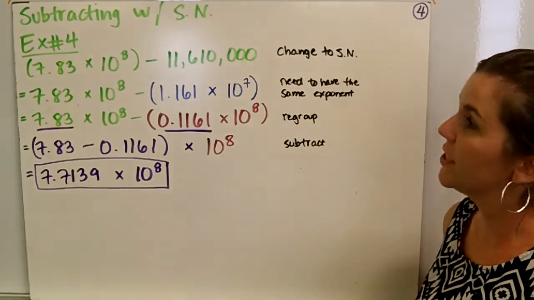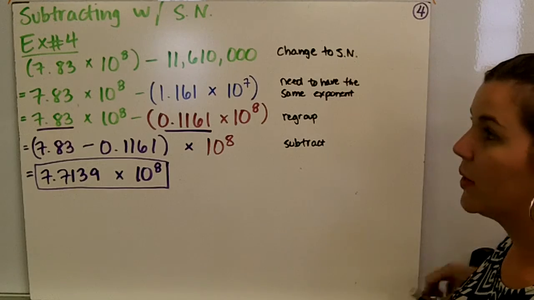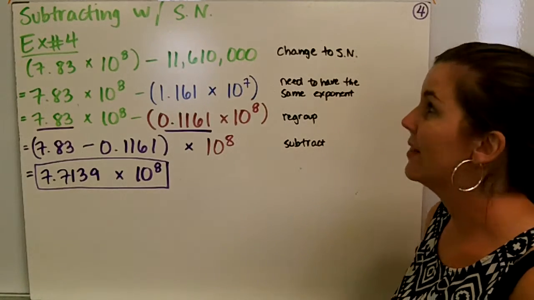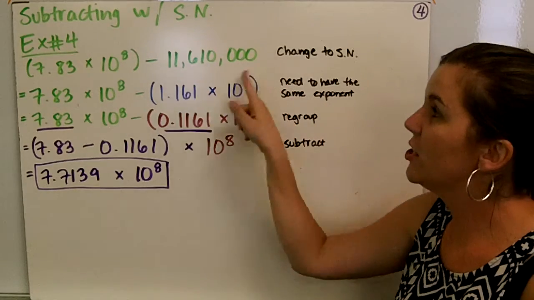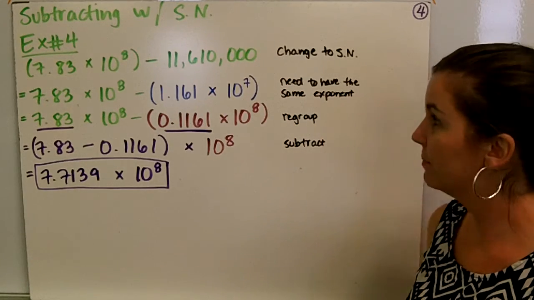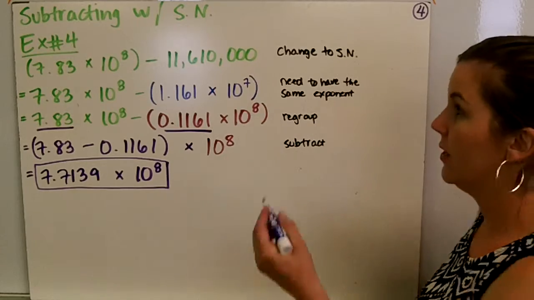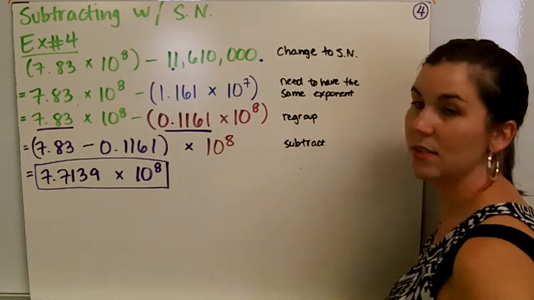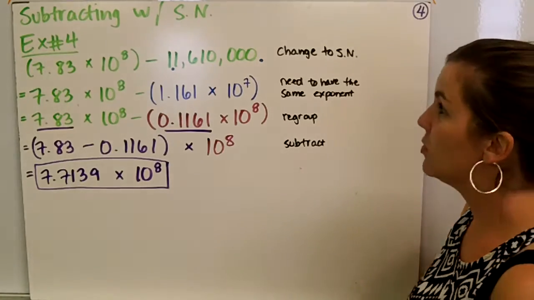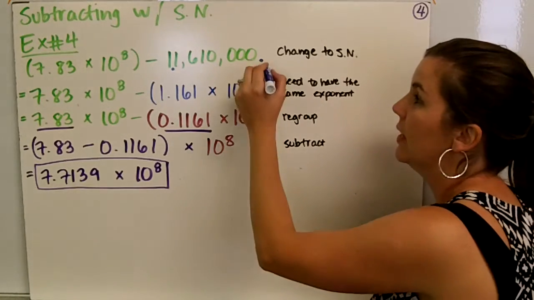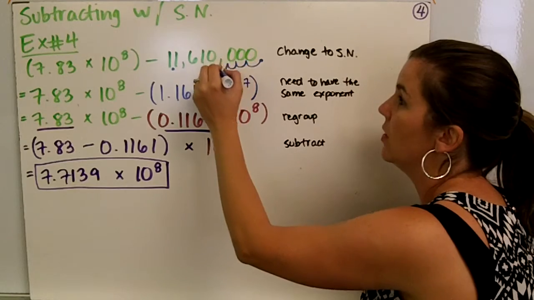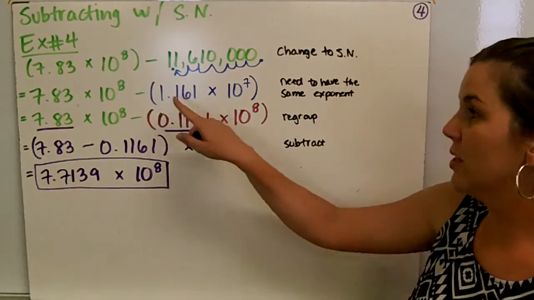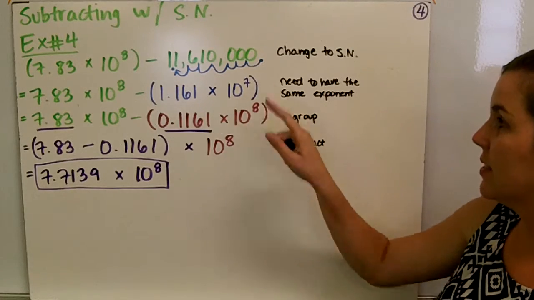Subtracting with scientific notation. Example number 4. 7.83 times 10 to the 8th minus 11,610,000. First, you need to change this so it's in scientific notation. Now, to do that, the decimal's here. It needs to be between the two ones. Remember, only one digit in front of the decimal, so that way it's between 1 and 10. Count your spaces, 1, 2, 3, 4, 5, 6, 7. So this is 1.161 times 10 to the 7th power.